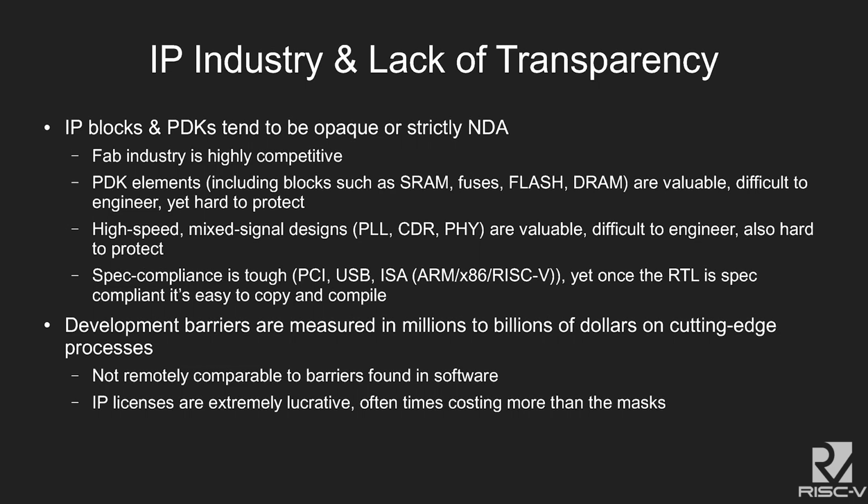The thing is that this lack of transparency is endemic in the IP industry, and there are really solid reasons for it, as you all know: the fab industry is highly competitive. PDK elements like RAMs and flash and DRAM are very valuable. They take billions of dollars to develop, but they're really easy to copy, right? The moment someone ships a chip out, the first thing someone does is send it to Chipworks, and they measure all the gate dimensions and the thickness and the process layers, and people learn from these things very quickly and improve their processes.